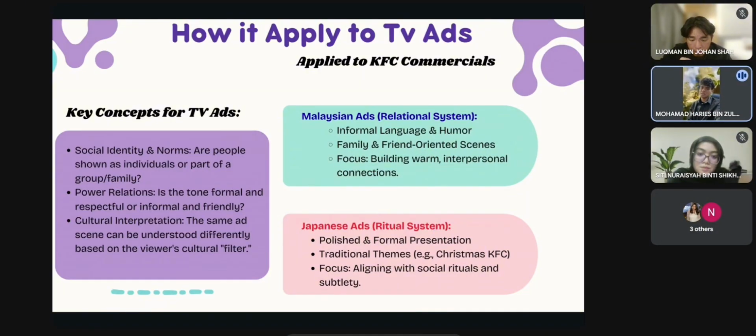In contrast, the Japanese ads reflect a ritual system, presented in a polished and more formal way. They heavily leverage traditional themes. The most famous example is the established custom of the Christmas KFC dinner. The focus isn't just on eating the chicken itself, but rather on aligning with the social ritual, where eating chicken on Christmas night is the norm over there. So the ad says KFC is part of a cherished tradition. It is the same brand, the same product, but a completely different persuasive strategy. Next.